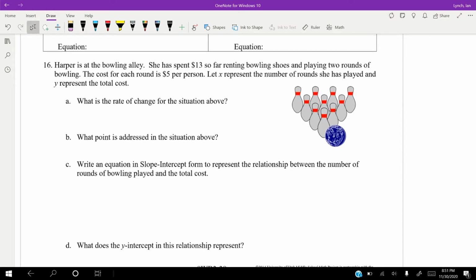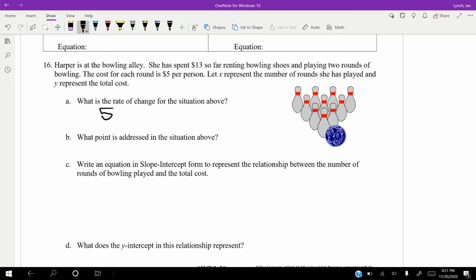So Harper's at a bowling alley and she spent $13 so far on bowling shoes and playing 2 rounds of bowling. The cost for each round is $5 per person. So we're going to let X represent the number of rounds she played and Y is the total cost. What's the rate of change? Well, the rate of change is easy. If X is the number of rounds, our rate of change is the cost per round. So the rate of change here is 5.